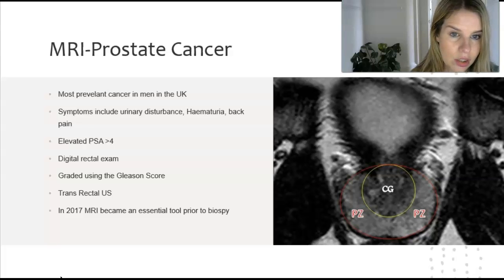So the image on your right hand side, or actually is it your left hand side? Your right hand side, you'll see that this is the prostate gland here, and you can see PZ stands for the peripheral zone, and the CG stands for the central gland. Now about 75 to 80% of tumours are usually in the peripheral zone, and central gland tumours can be really difficult to biopsy just because of where they are. So this is where MRI comes into play. It can really help with that as well. So we'll have a little look.